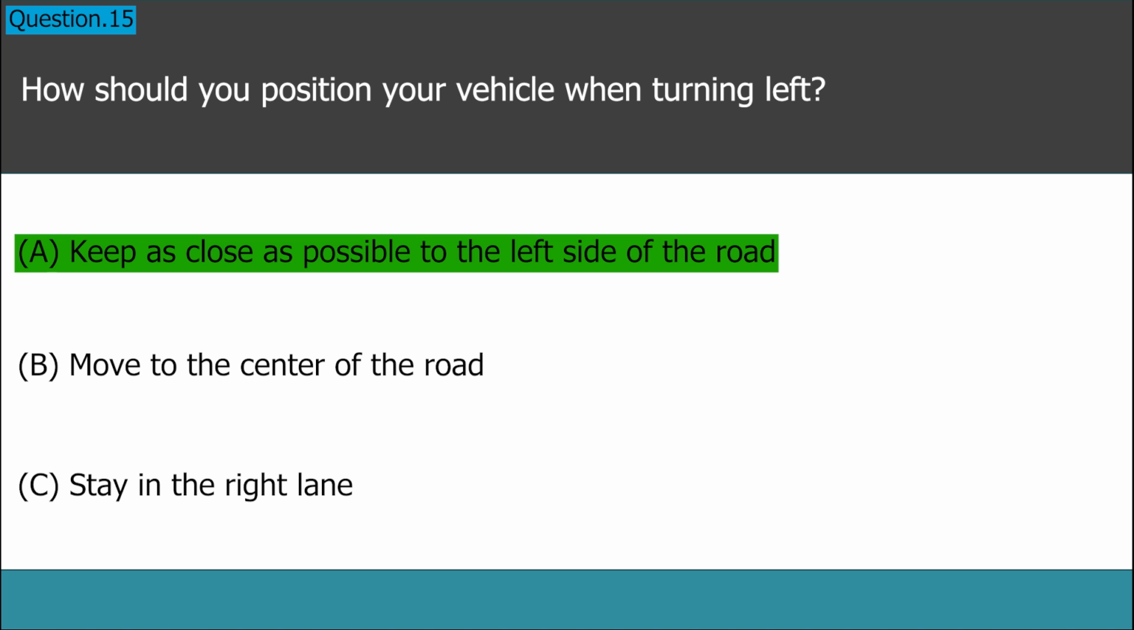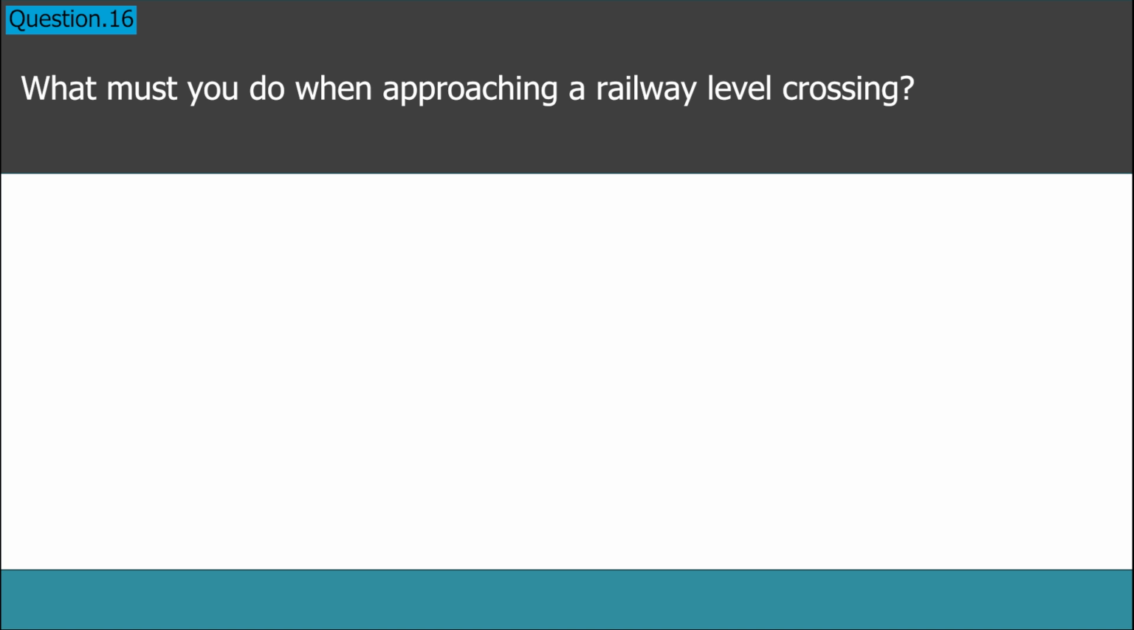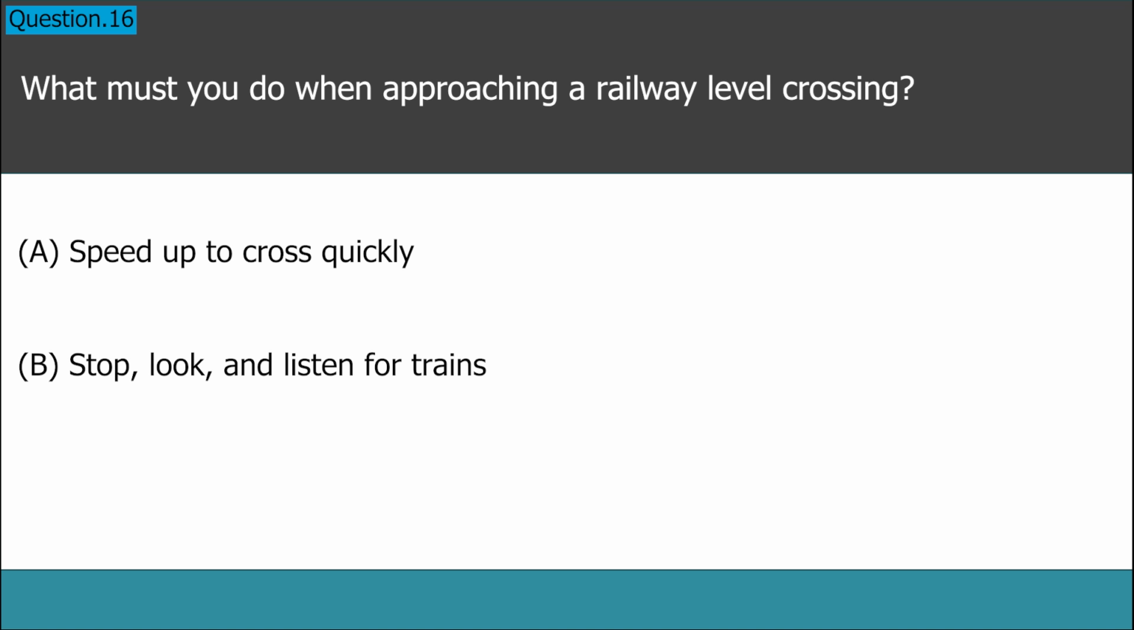Keeping to the left ensures a safe and efficient turn. What must you do when approaching a railway level crossing? A. Speed up to cross quickly. B. Stop, look, and listen for trains. C. Ignore any signals. Answer: B.